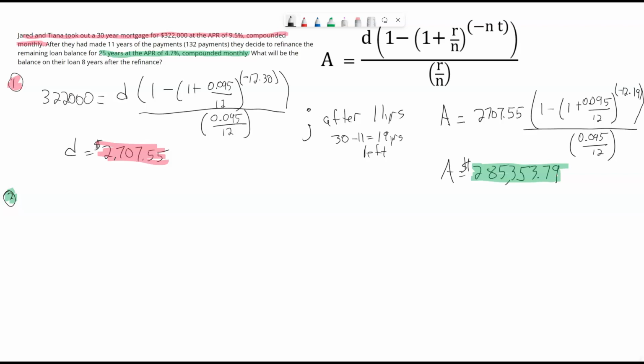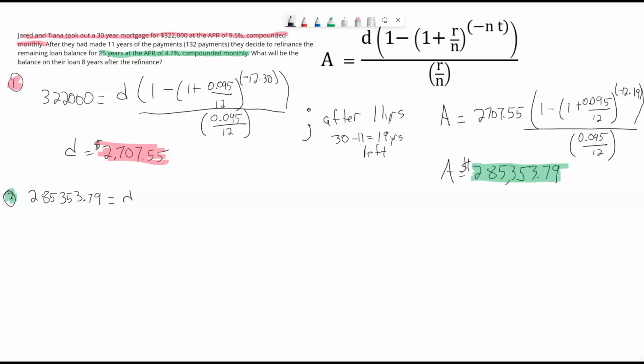So when we plug stuff in for the second mortgage, we have some new numbers, including this new value for A. We went from $322,000 owed on the house to only $285,000. That was 11 years of payments. And so we have a new value for A. So we're going to the bank. This is how much we're now borrowing.